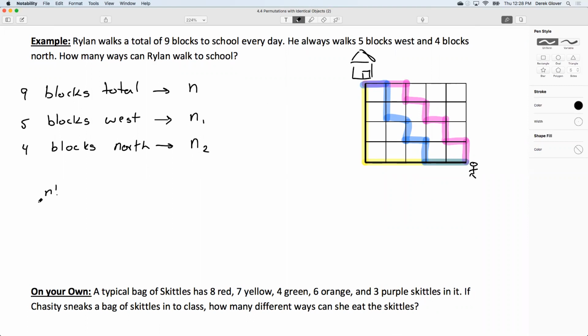Well, n factorial over n1 factorial times n2 factorial. That is going to equal 9 factorial over 5 factorial times 4 factorial. That's going to be 126 routes.